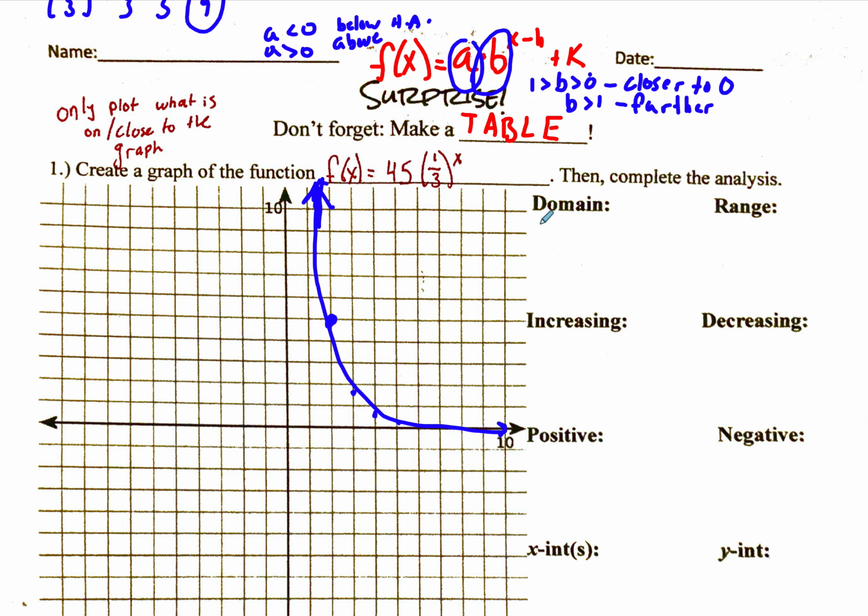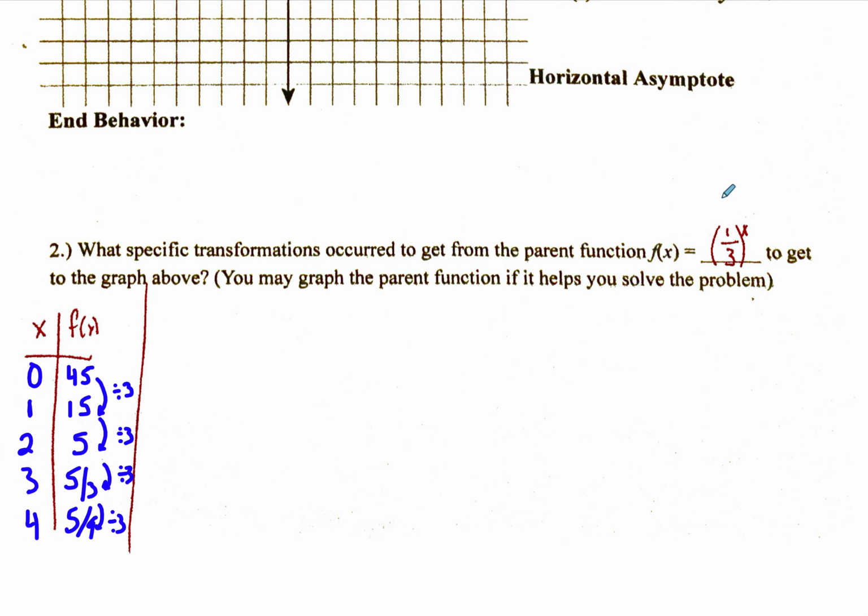So let's take a look at this graph. What do we notice? Well, the domain is negative infinity to infinity. You can plug anything in. What are the y values? Well, what you hopefully see is that they're getting very close to, but are never equal to 0, right?